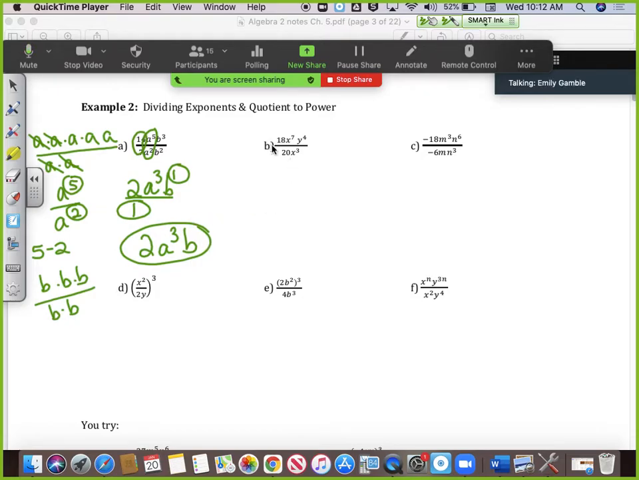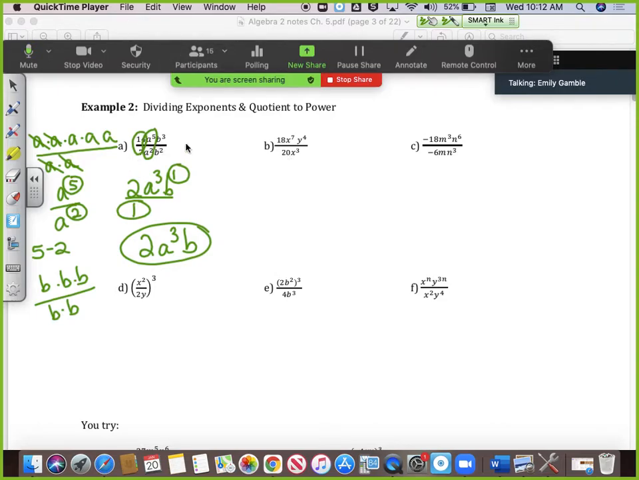So letter B is going to be a little bit different than A, and each of them are going to be different. But one of the main things about letter B with the coefficient numbers is that 18 and 20 can't just be simplified automatically to be like 2.